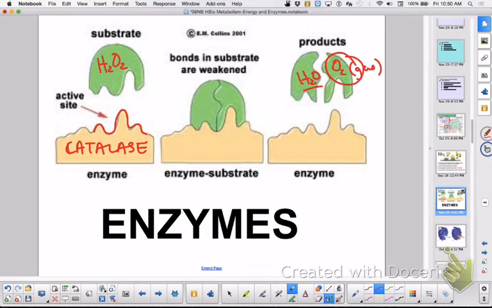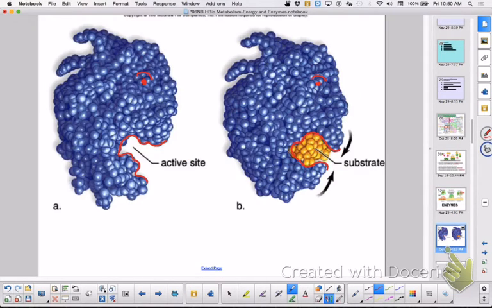All right. And then substrate, I already gave you that definition, but Blue wants to reinforce what it is. Go ahead, Blue. All right. And then active site. An active site is the part of the enzyme that binds temporarily with the substrate.